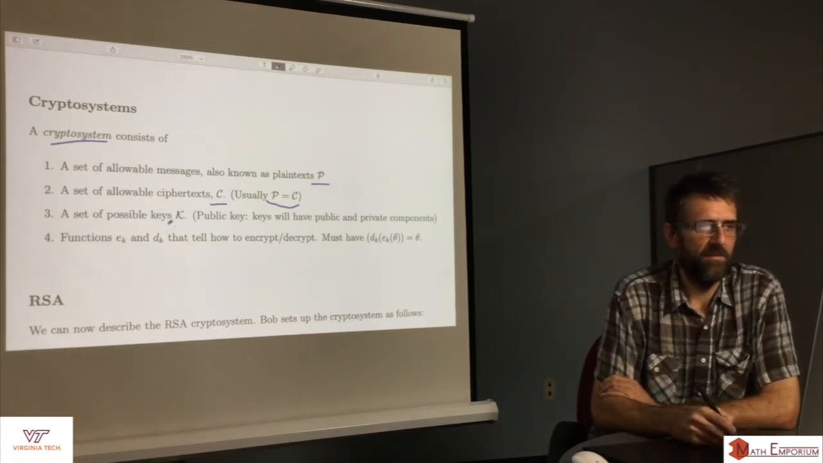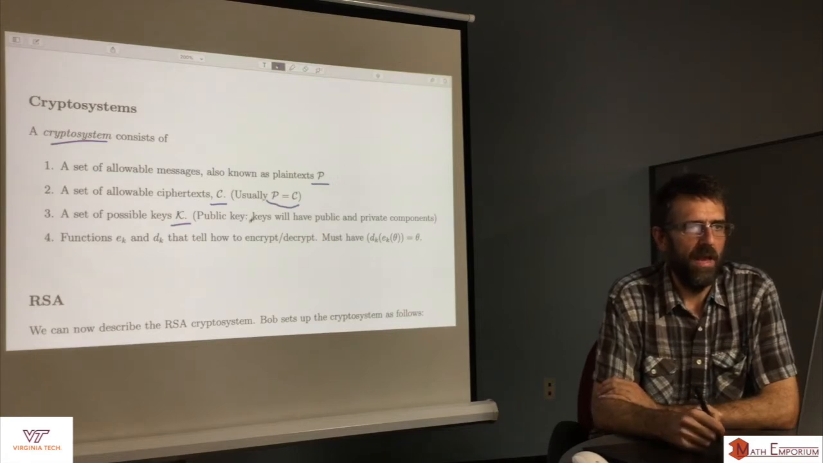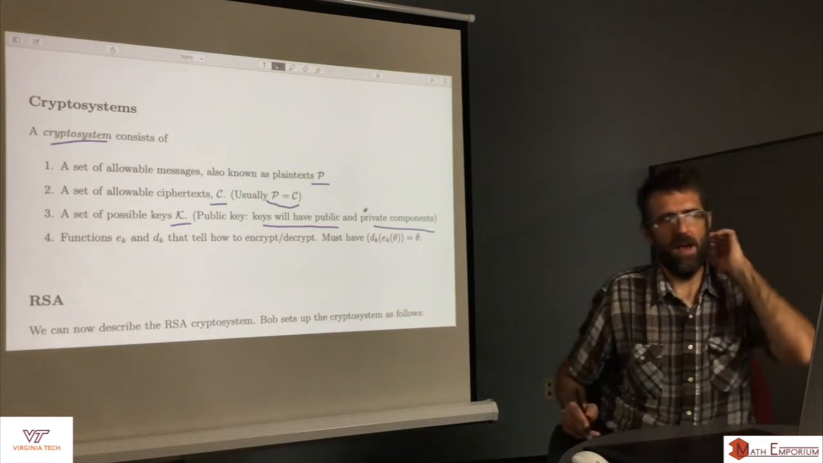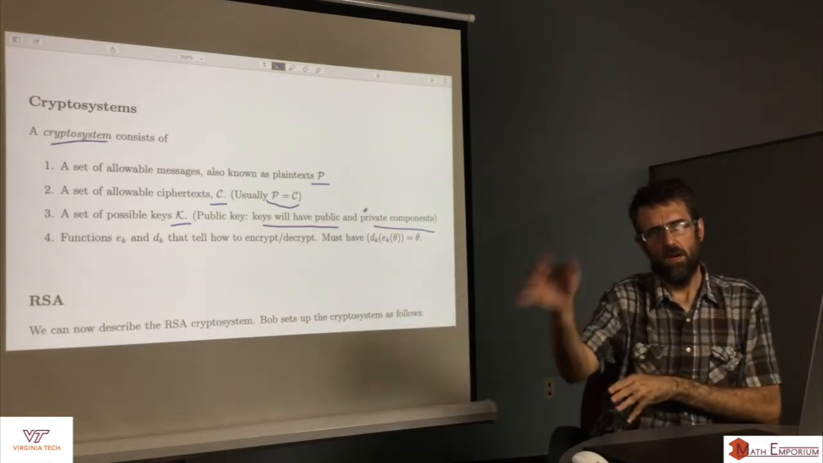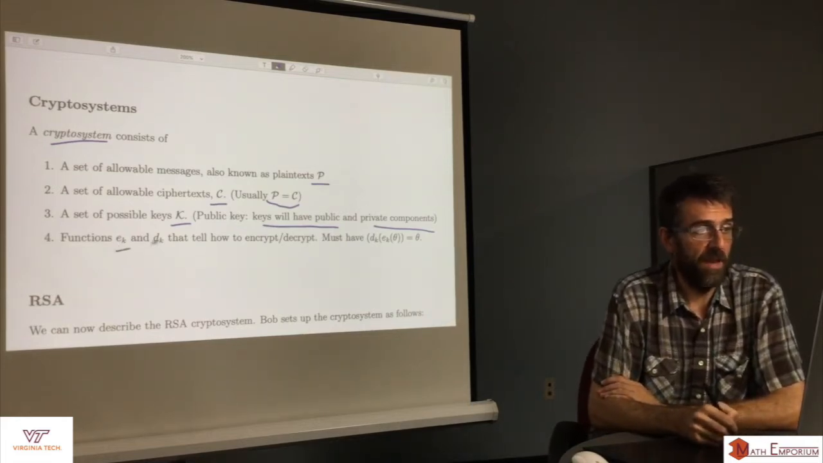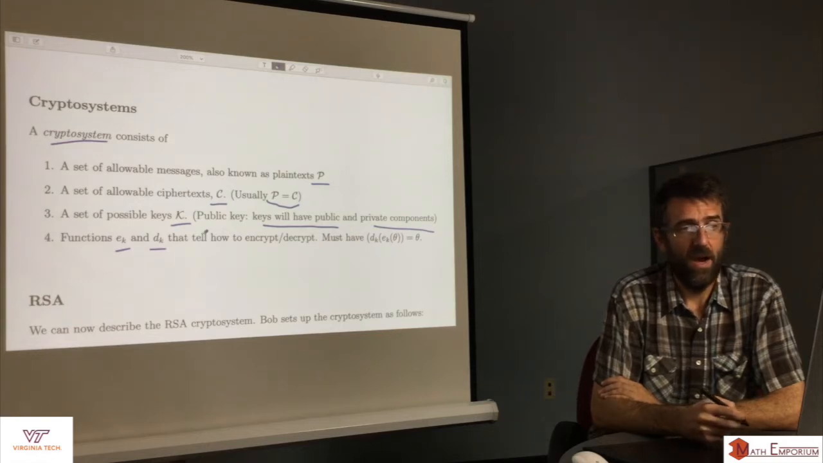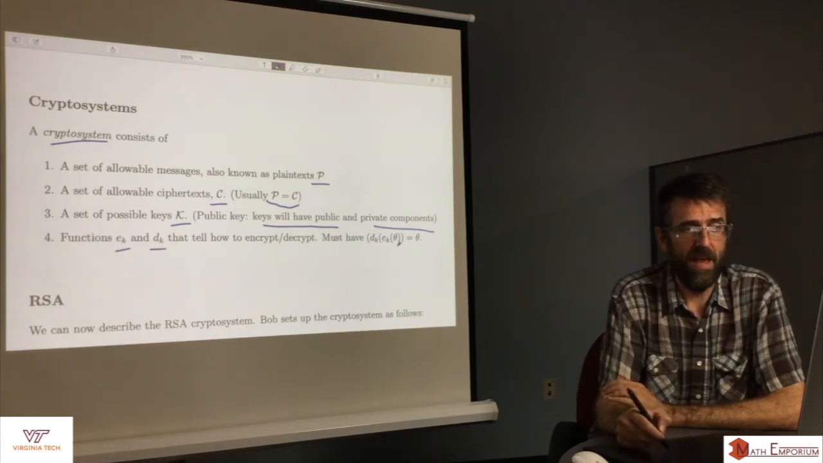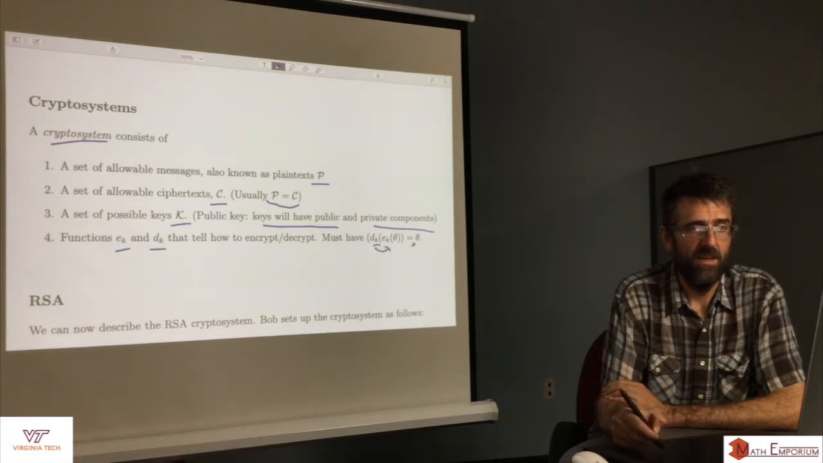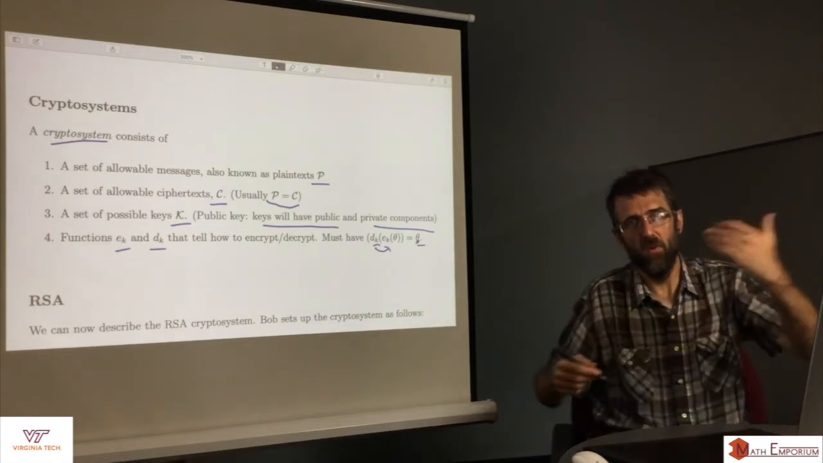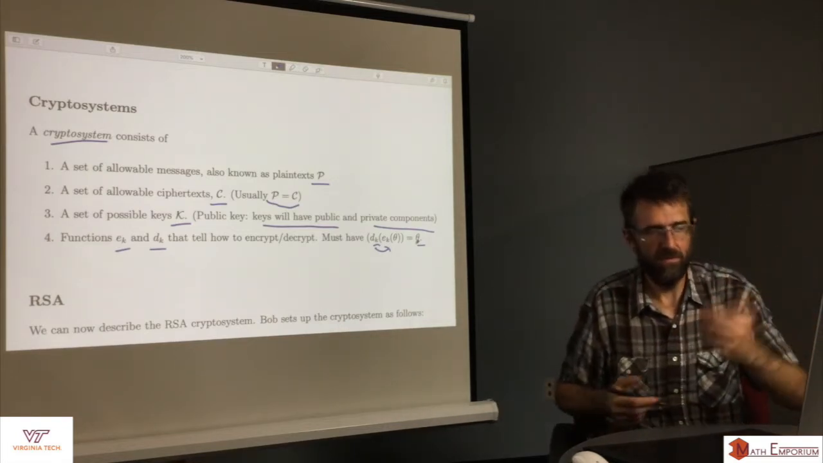A set of possible keys K. And in public key crypto, that means that keys will have both public and private components. So you have to specify what's the public component of the key and what's the private component of the key. And then functions, E sub k and D sub k, that are going to tell us how to encrypt and decrypt. We must have that for any plaintext data, the decryption of an encryption with the same key has to give me that original plaintext back. Otherwise, the cryptosystem is not actually working to correctly decrypt encryptions of messages.